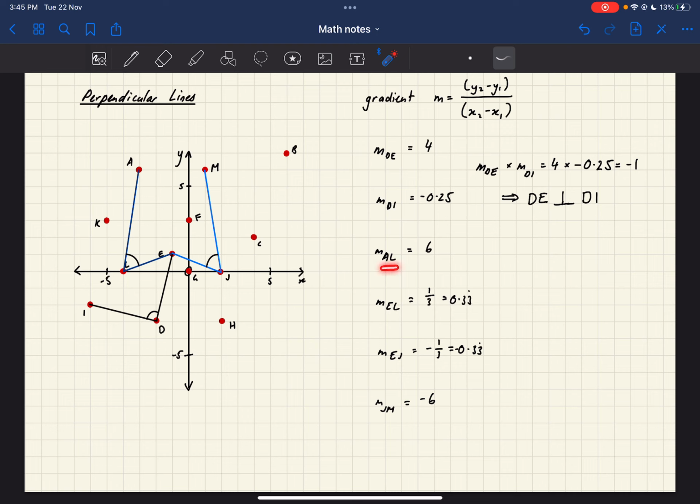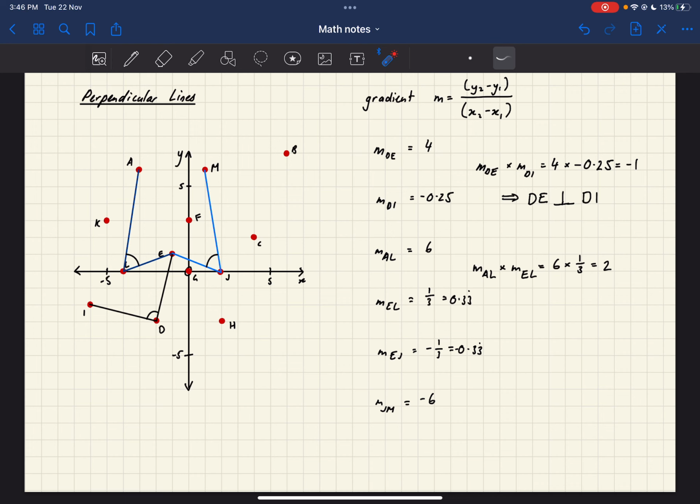Now, AL and EL, they don't look like they're at a right angle, and we're going to show that they're not. So the gradient of AL times the gradient of EL is 6 times 1/3, which equals 2. So therefore, AL and EL aren't perpendicular to each other. Let's look at our next pair.